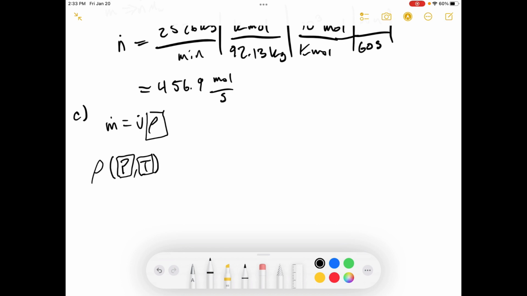The assumption we made in part A had to do with the density of the toluene, and so we assumed that it was at a certain temperature and that it was not a function of the pressure.